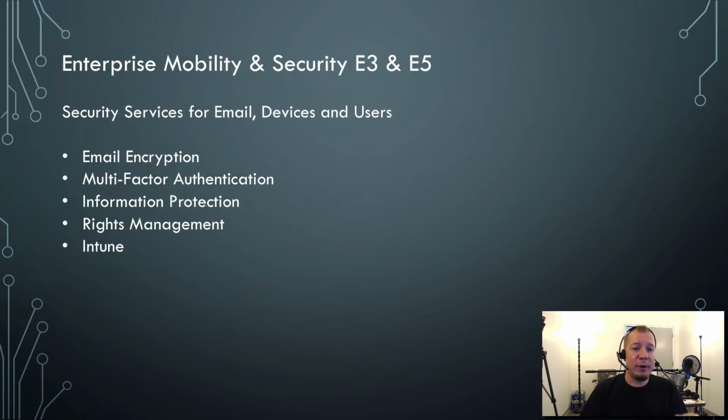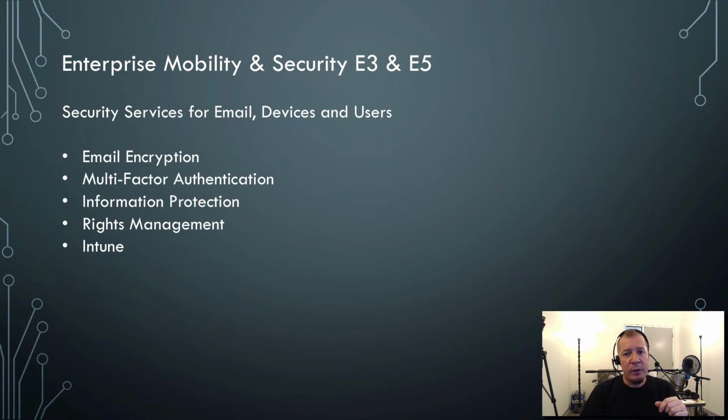Enterprise Mobility and Security E3 and E5. So these are security services for email, devices, and users. You get email encryption, multi-factor authentication, information protection, rights management, and Intune, which is mobile device management. And then the E3 and the E5 have different levels and different features depending on which one you go with, and of course, different price points.